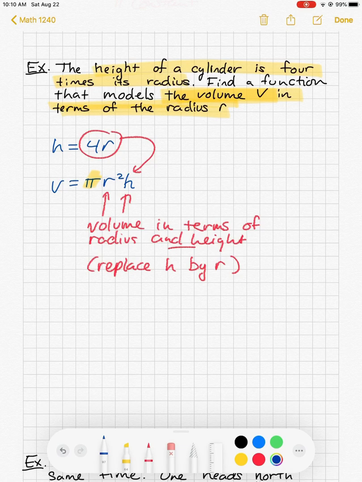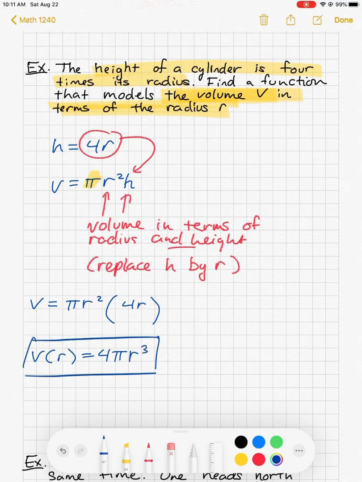So you have to look and see what exactly the question is asking for. If I substitute 4r in for h, now I'm going to have the volume in terms of the radius. So the volume as a function of radius, let's put that 4 in the front, 4 pi r cubed. Not too bad.